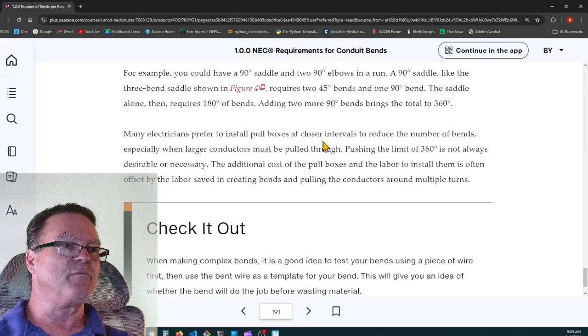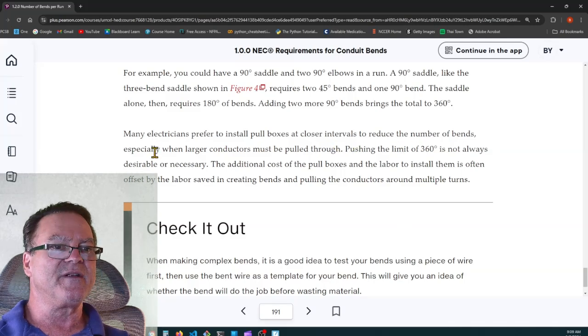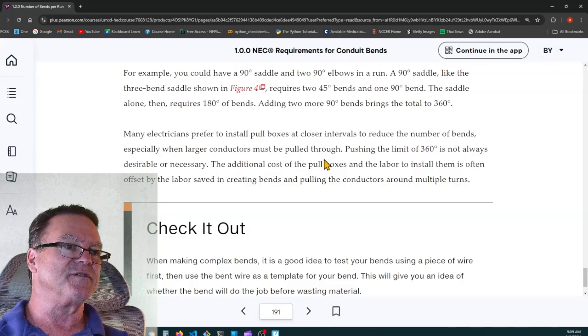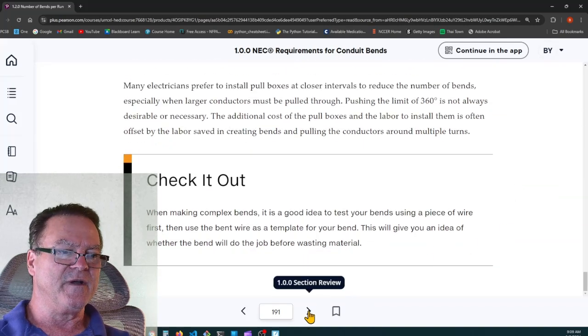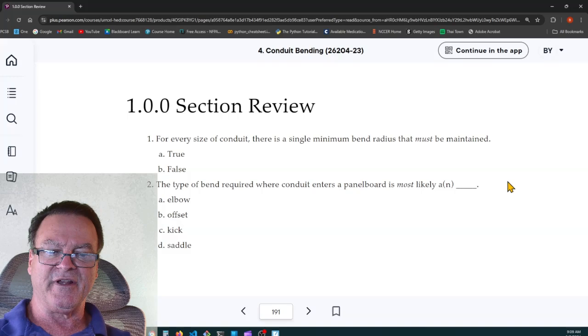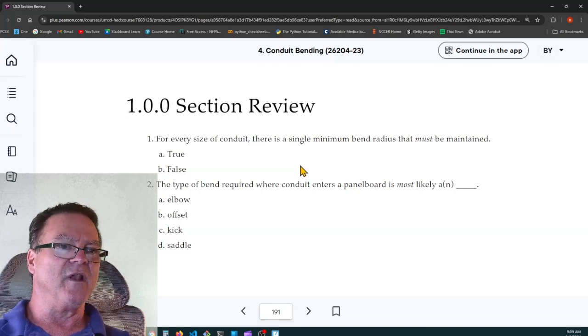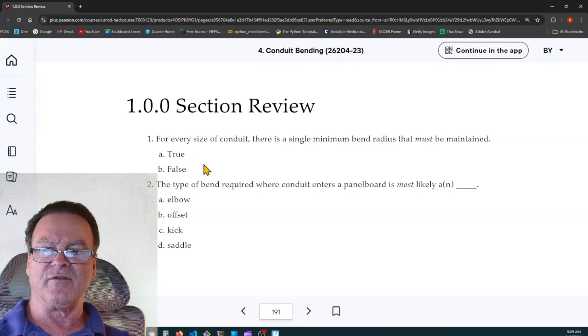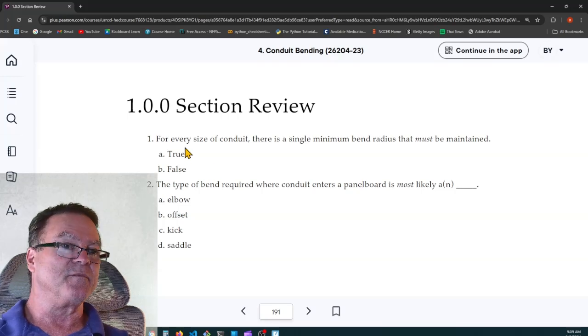Many electricians prefer to install a pull box at closer intervals to reduce the number of bends, especially when larger conductors are to be pulled through. Pushing the limit to 360 degrees is not always desirable or necessary. The additional cost of the pull boxes and the labor to install them is often offset by the labor saved in creating bends and pulling the conductors around multiple turns. So remember that. If you can put a box in a convenient place, it's better to do that than to make a lot of fancy bends. If you're making several 4-bend saddles in a conduit run, you're better off just putting junction boxes where you need them.